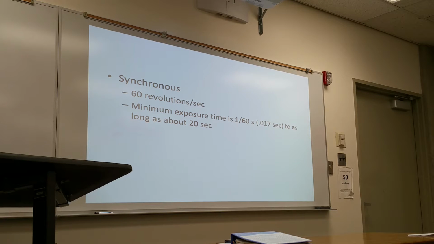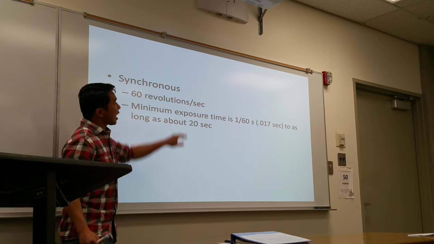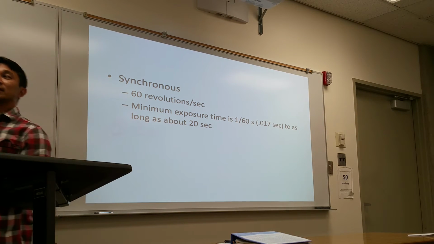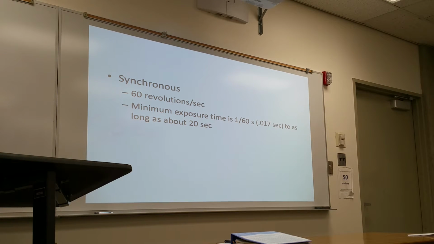It's more accurate than the mechanical timer because the minimum exposure time can go down to 1/60 of a second, which is 0.017 second, whereas mechanical can only go down to 0.25 second. And you could make it last as long as 20 seconds, which you don't really need. If you need a longer exposure, it's usually 1 or 2 seconds. One second is way too long anyway.